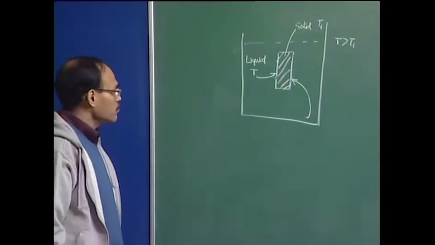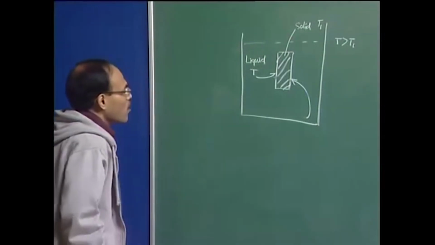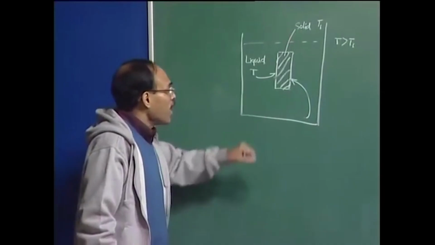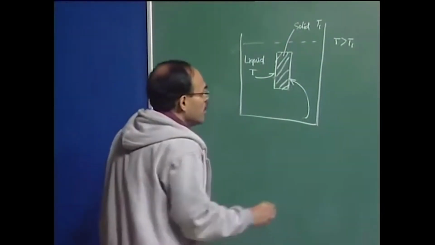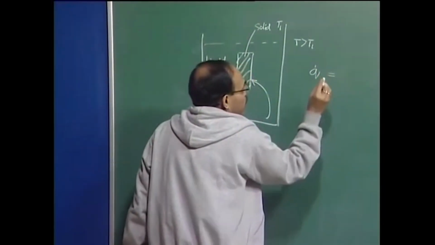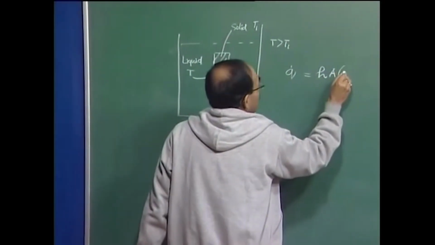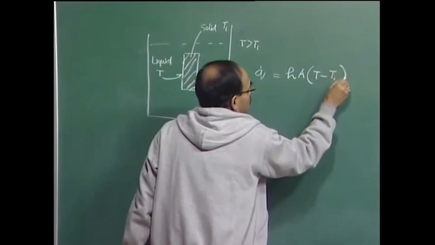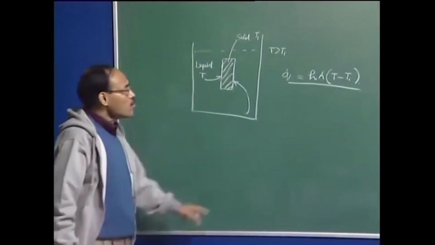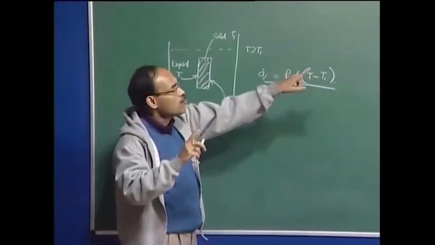On the other hand, there are empirical ways to find out how much heat is really flowing to the surface, and there we say that the rate at which heat is flowing to the surface depends on the heat transfer coefficient multiplied by area, and then T minus T1. So, now this h, which is called a heat transfer coefficient, is actually related to the fluid flow itself.